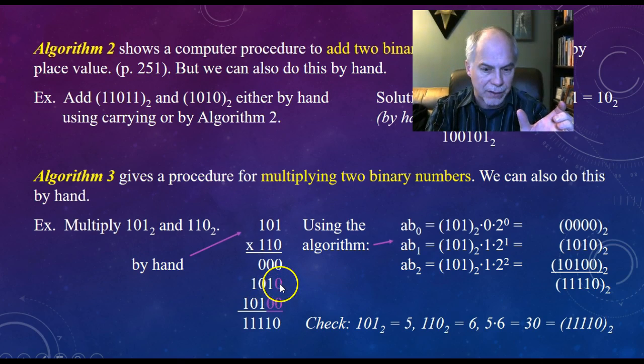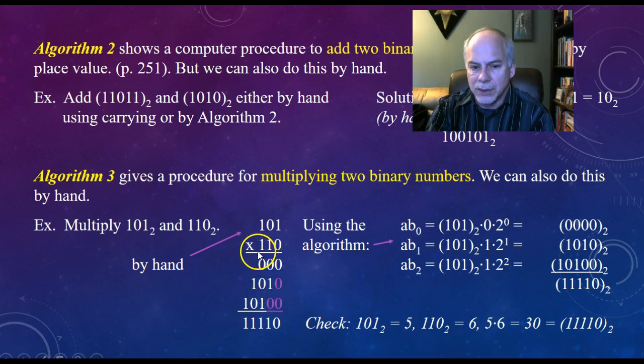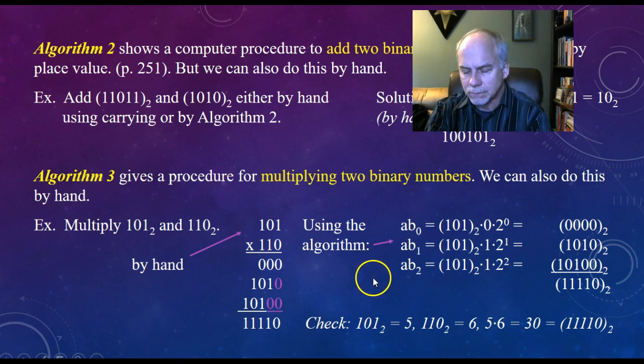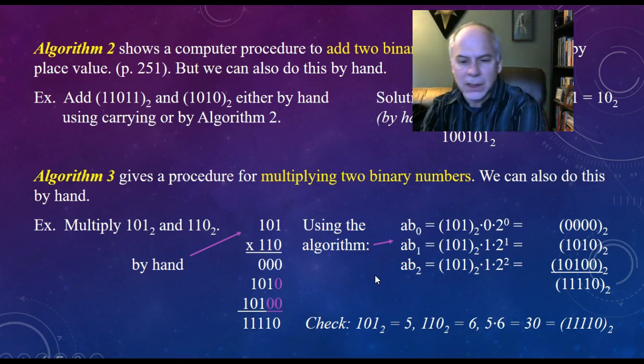So I've inserted this purple 0 here, and then you do that again. 1 times 101 is 101, but you have to add now two zeros, or just move it over another place. And then you add downwards, so you get 0, 1, 1, 1, and 1. So the answer is 1, 1, 1, 1, 0 in base 2. Now the algorithm does it a different way, okay?